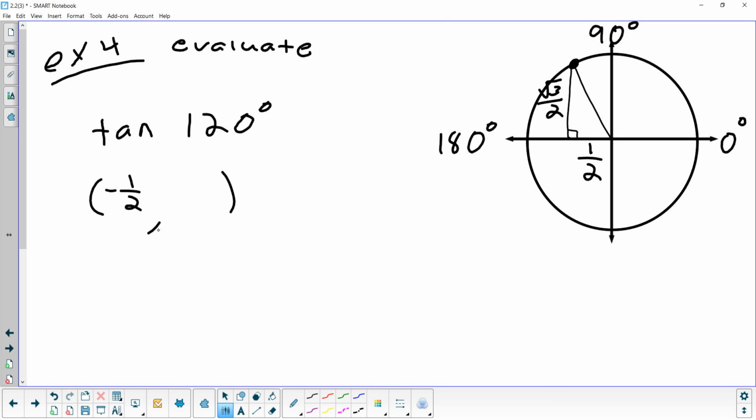A positive square root 3 over 2. Very good, thank you. Negative 1/2, positive root 3 over 2. Any question on the coordinate?